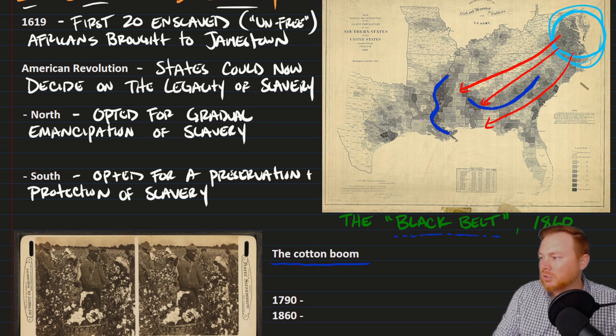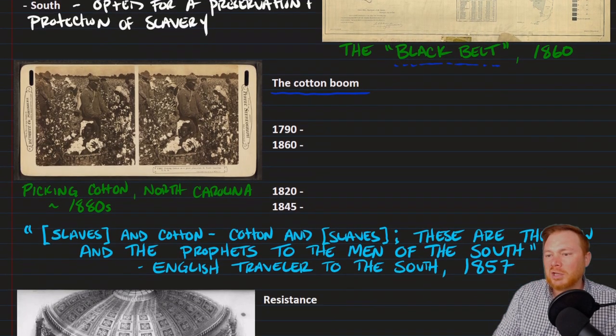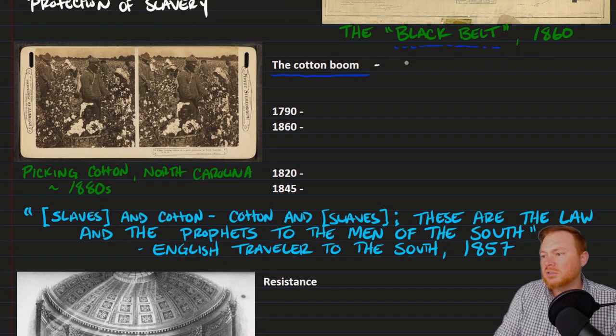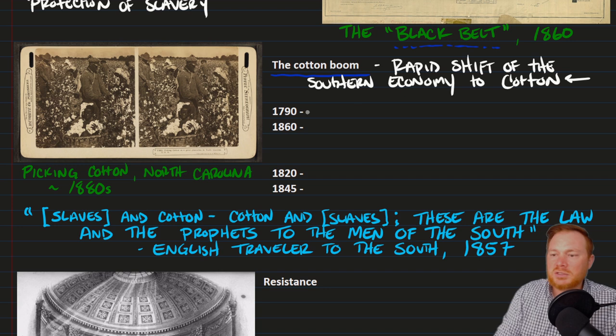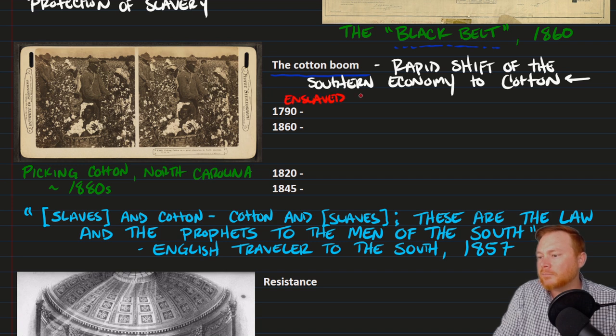So the cotton boom, we've already talked about this a couple of times, but we can go ahead and put it down in words here. The cotton boom is really just the rapid shift of the Southern economy to cotton, right? So much so that cotton becomes really the basis for the Southern economy in a lot of ways. And so statistically, we can measure this, right? With the cotton boom came the growth of slavery. We've got a couple of years here in terms of the population.